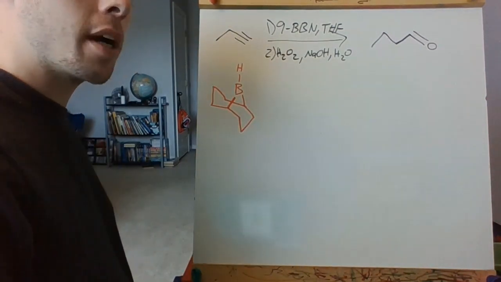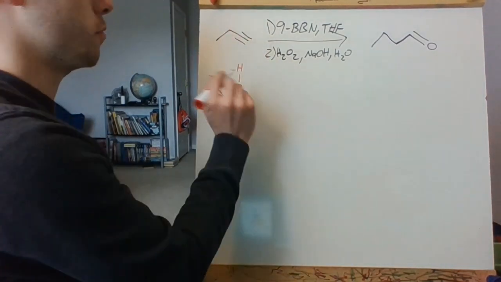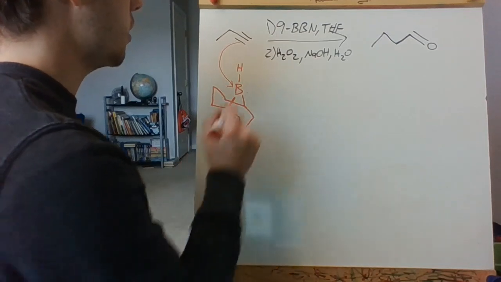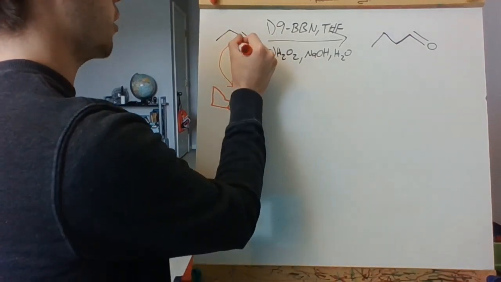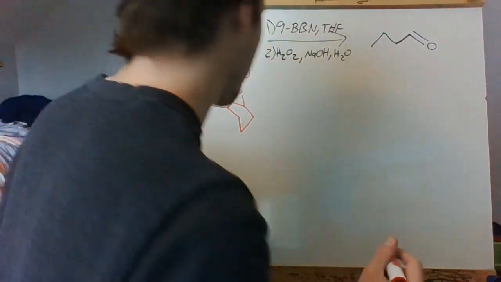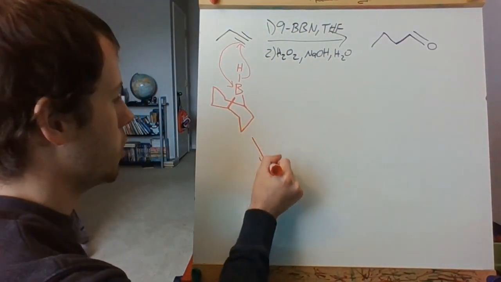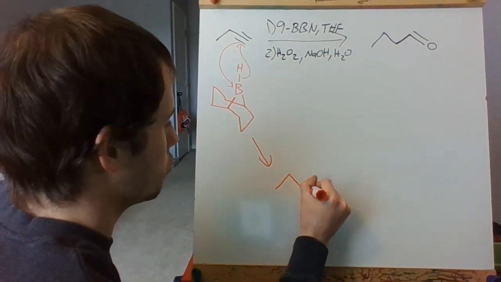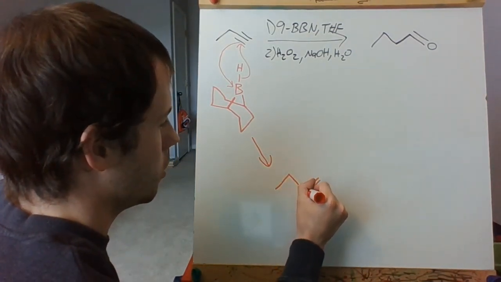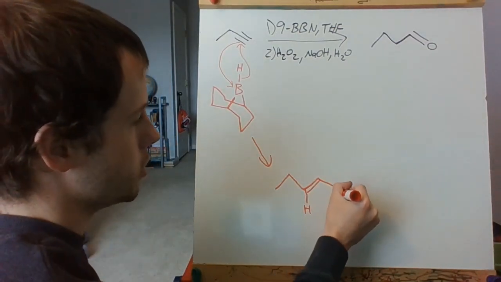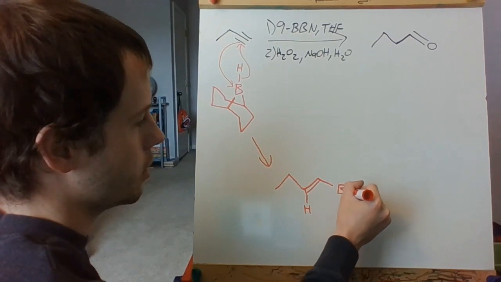We have the same type of mechanism we had earlier where our electron-rich pi bond attacks the electron-poor boron. And then we have the hydrogen atom add back into this pi bond. This gets us to an intermediate that looks like this, where the hydrogen is added here. And then our boron species has added here.